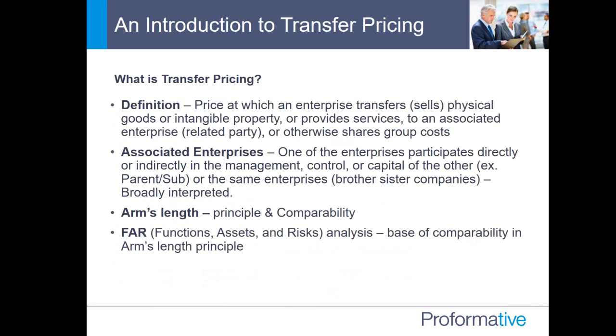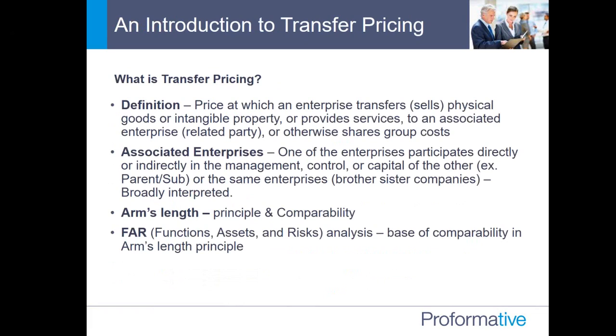It's the price at which one entity sells goods or services to a related party, or otherwise shares group costs. What's an associated entity? Associated enterprise, I beg your pardon. It is an entity which is under common control of another entity or is controlled by that entity.